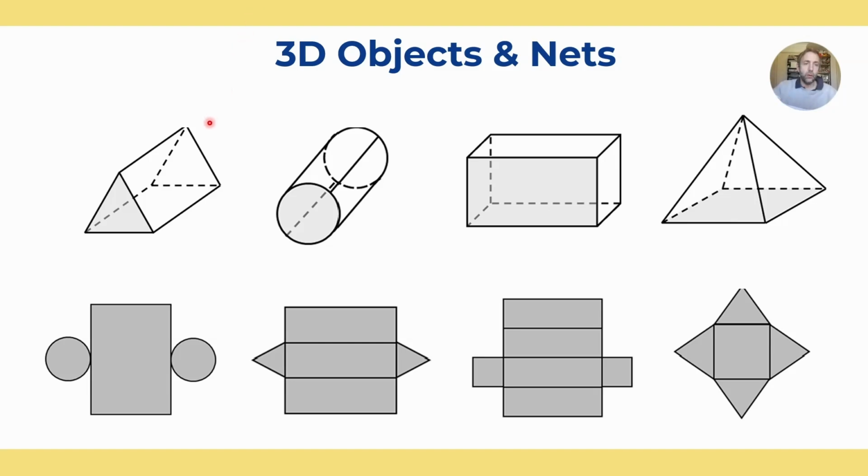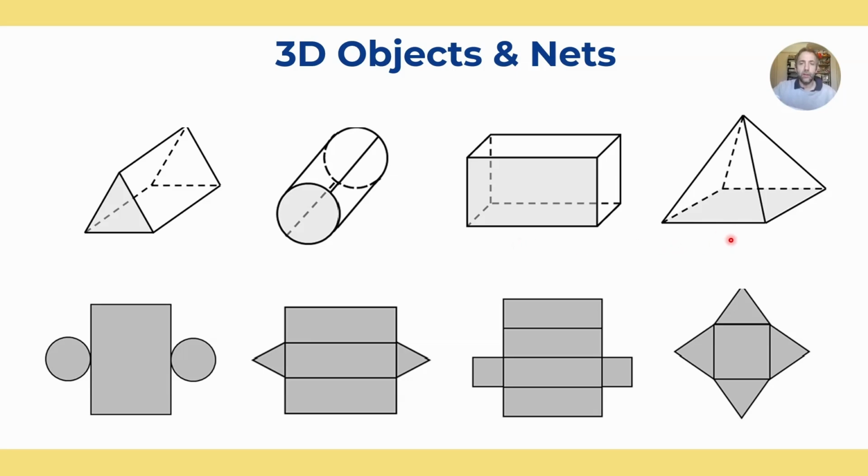First, we have a triangular prism, because if I was to push that triangle, I would be able to push it all the way through with no problem. Then we have a cylinder, also known as a circular prism, because again, I could push that circle all the way through. A rectangular prism, because I could push the rectangle all the way through, also known as a cuboid.